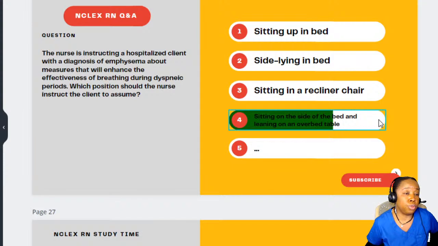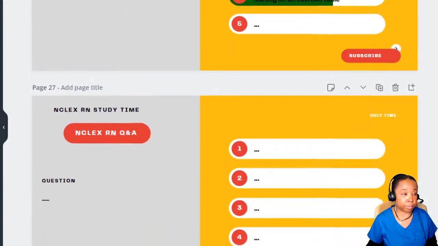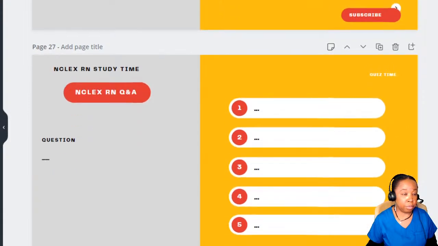You will encounter that answer not only for patients who have emphysema or COPD, you will also find this for chest tube and for thoracentesis. They will ask you what will be the best position for the patient to take that will increase and facilitate the respiration. So this is one of them. Let's move on to the next one.